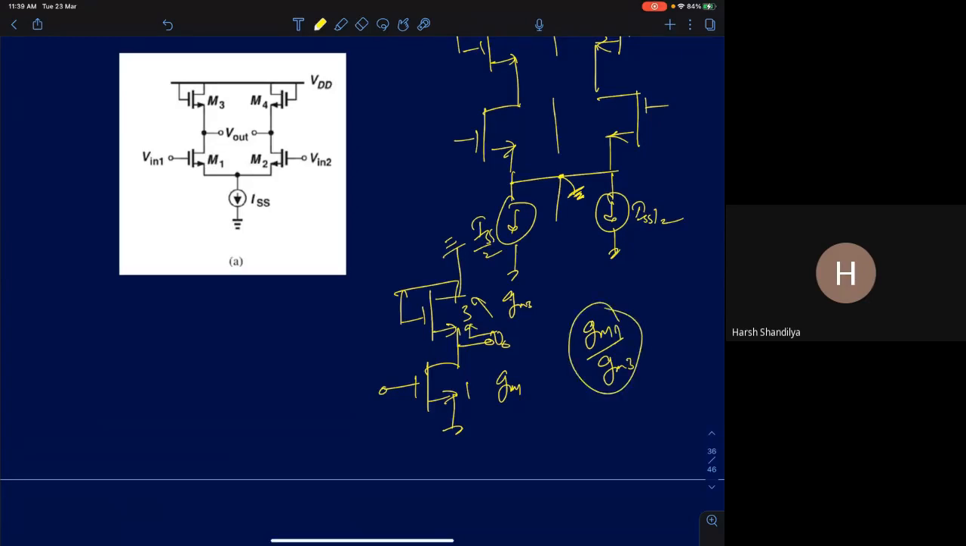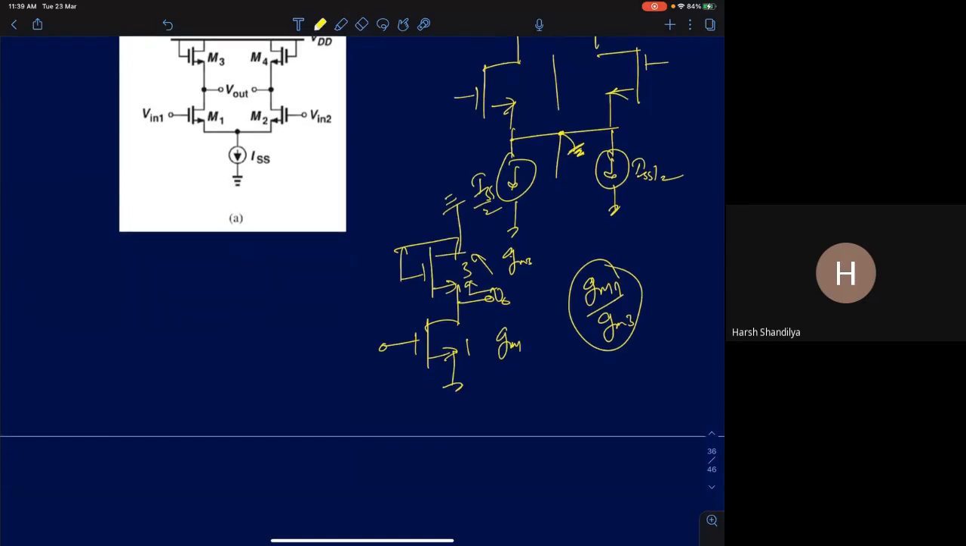If you have to take R0 into consideration, what do you think will be the change in the gain? GM1 remains the same, that's the short circuit transconductance. What will be the looking up impedance and looking down impedance? The looking up impedance is going to be 1 by GM3 parallel R03. Then there will also be a resistance looking down, R01, that will also be in parallel. So this will be your total gain expression. So this is your differential gain.